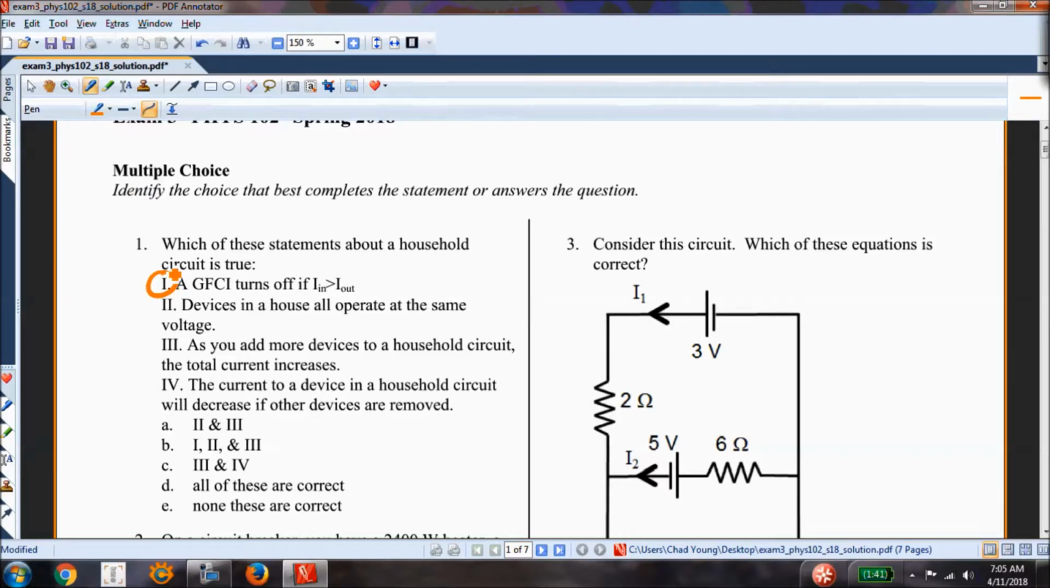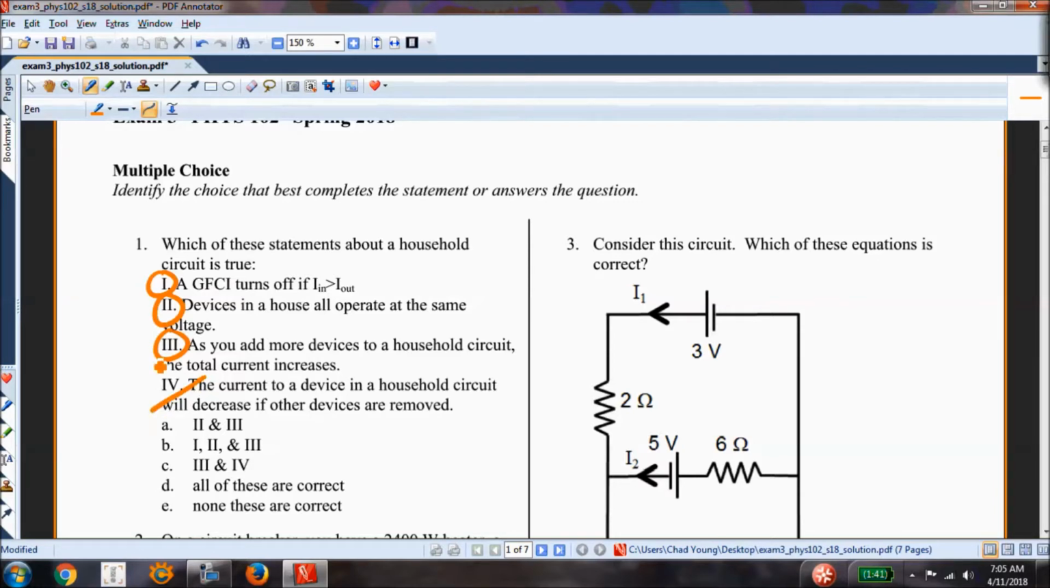Devices in a house operate all at the same voltage. That's true. As you add more devices, the total current increases because they're in parallel. As you add resistors, the total current does increase. And the current to a device in a household circuit will decrease if other devices are removed.